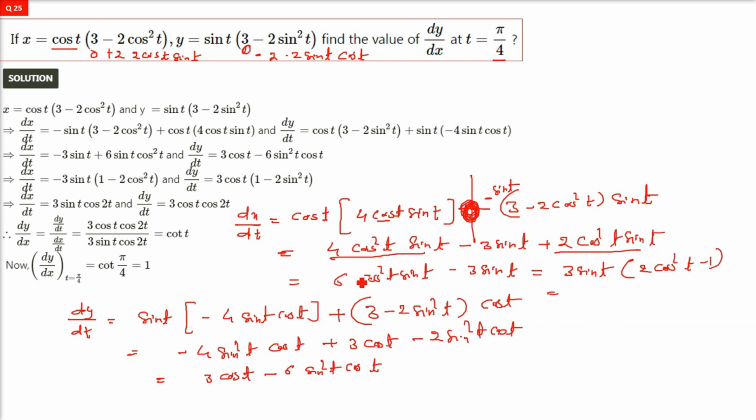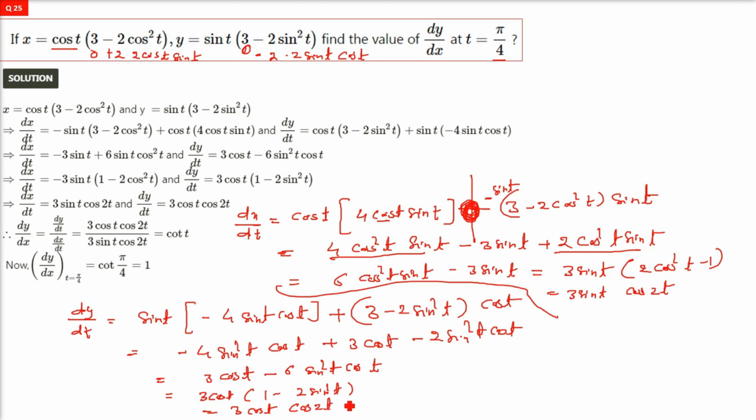So 3 sin t and 1 minus 2 cos square t, that is, 2 cos square t minus 1, is what? It is cos 2t. We have already seen this in a previous discussion. Here also 3 cos t I will take outside, and then 1 minus 2 sin square t. So 3 cos t, 1 minus 2 sin square t is the same thing, cos 2t. So dy by dt divided by dx by dt, that will do. So 3 cos t cos 2t.